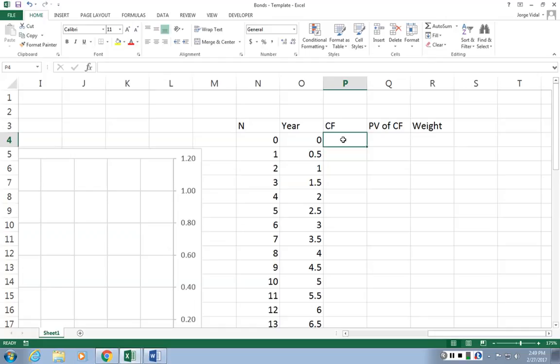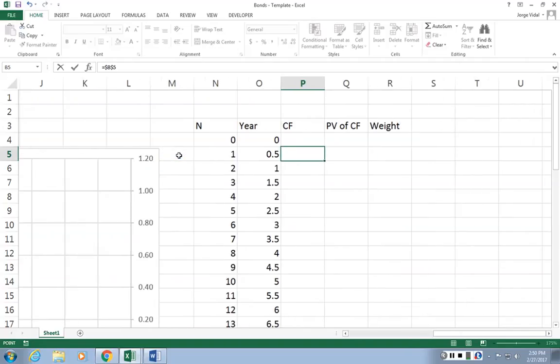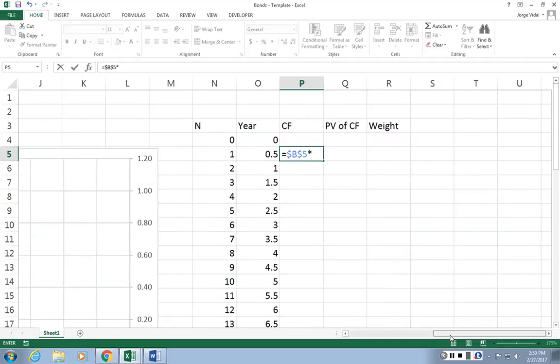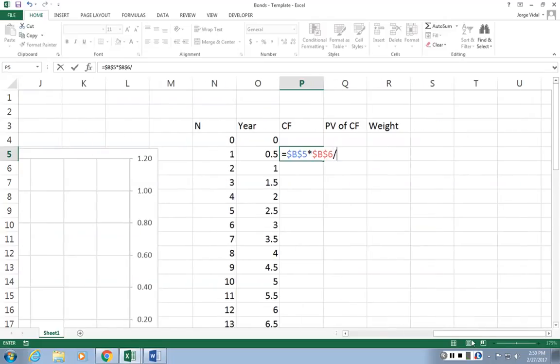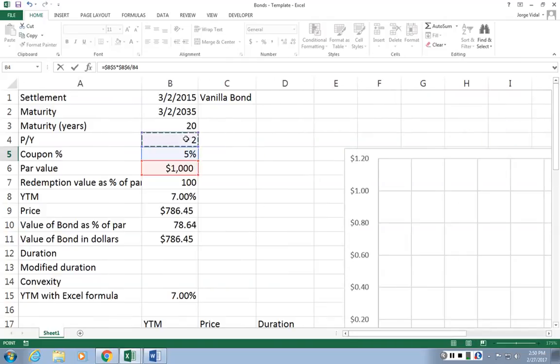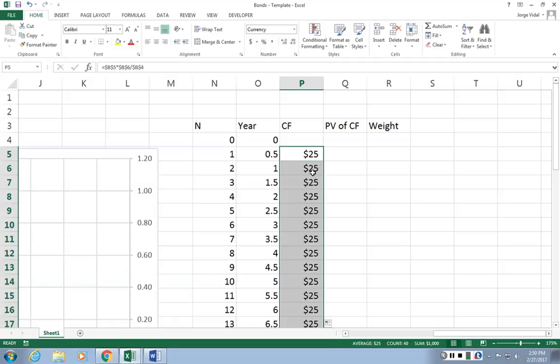Now, what are the cash flows of the bond? When you receive that first payment, 6 months later, what is the payment equal to? Equals the coupon payment, right? What is the coupon payment equal to? It will be equal to the 5%, and lock the cells because it's going to be the same every period. So it's the 5% times, what is the par value of the bond? 1,000. I'm going to lock that one as well. And then divide that one by the PY. And then lock that one. So that's the equation for the cash flow. So it is 25. So you get 25. And it's going to be the same all the way to the bottom. So it's 25, 25, 25. Okay.